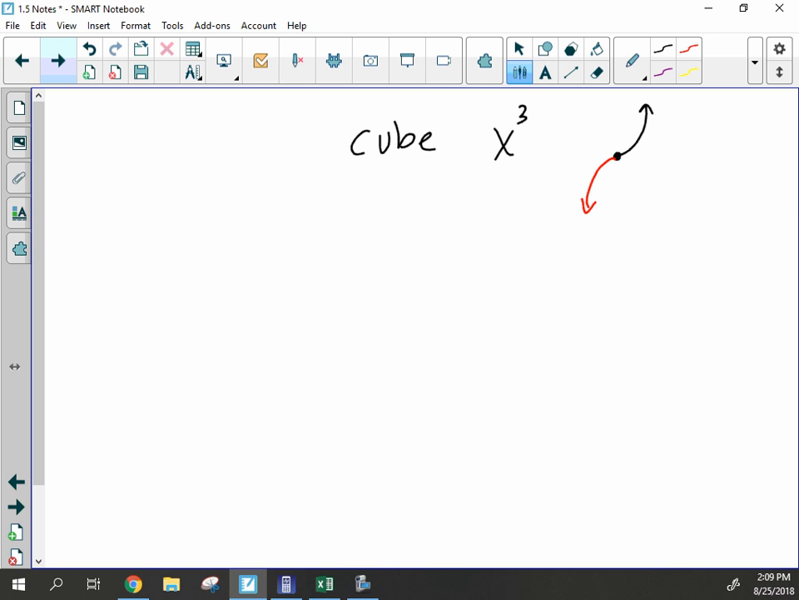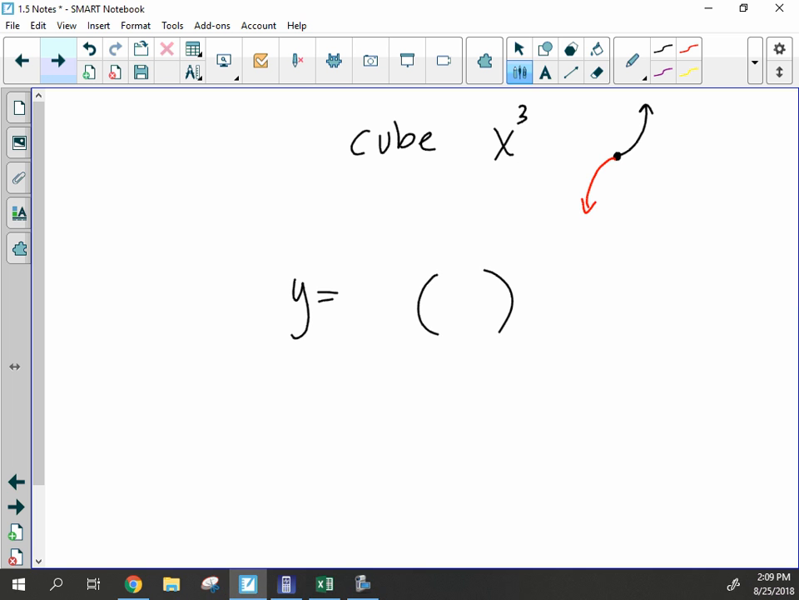Same rules, guys, like I told you. I've been trying to stress this A, H, and K stuff. So what makes it a cube? It's got a 3 out here. So we've got those same 3 letters as before. A is in the front, H is on the inside, K is at the back end. So we have minus and then plus right here. They do the same exact thing.